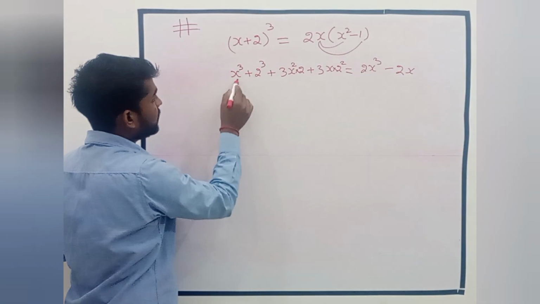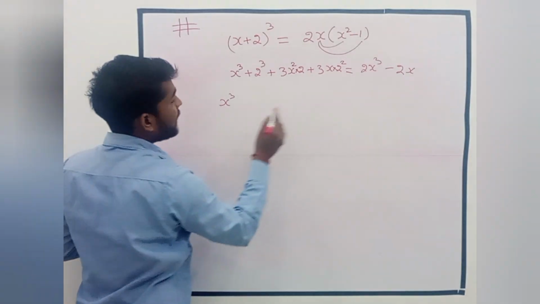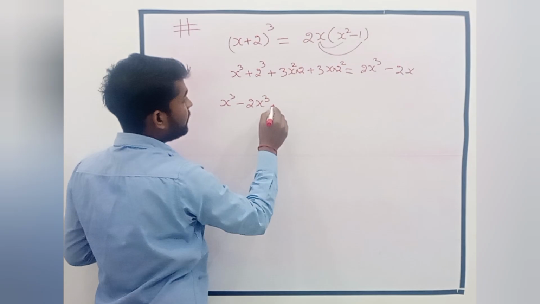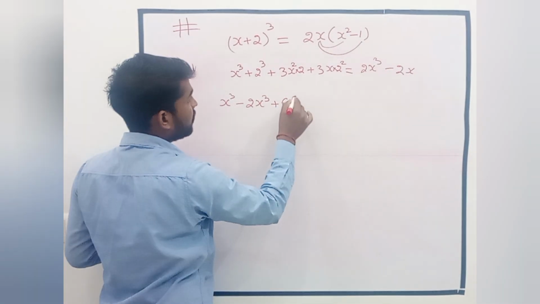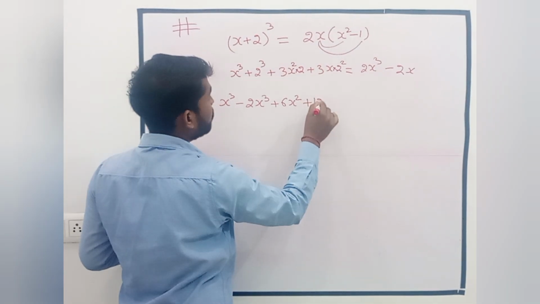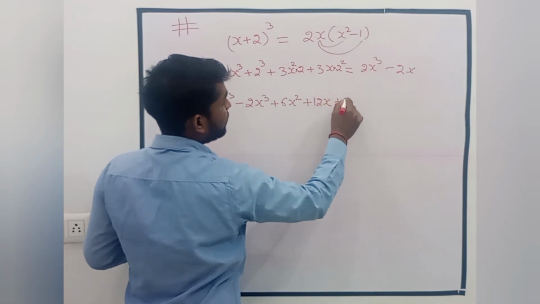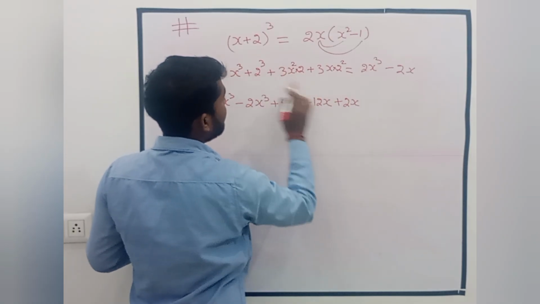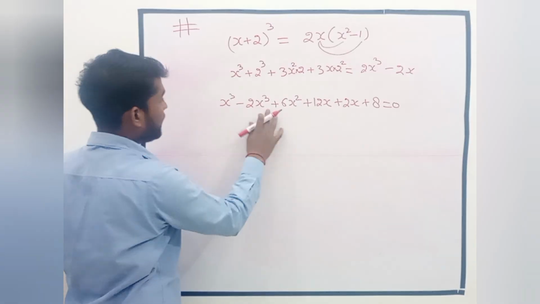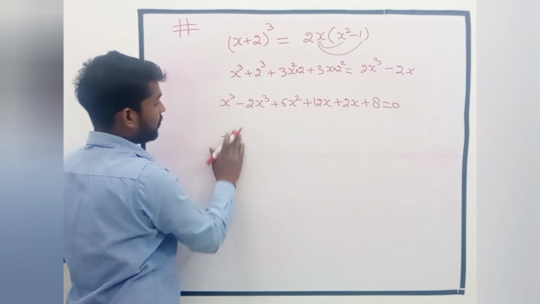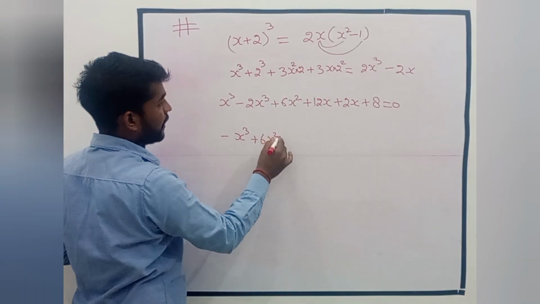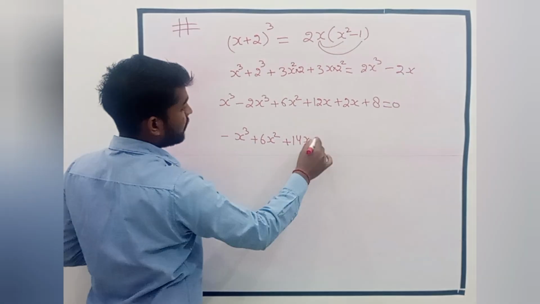Separate all terms to the left side, and this is x cube and this is x cube, and this is the x square term, and this is the x term, 2 to the 4 3 is 12, and this is an x term, and this is an integer term plus 8, 2 to the power 3 is 8. And we will check here, minus x cube plus 6x square plus 14x plus 8.